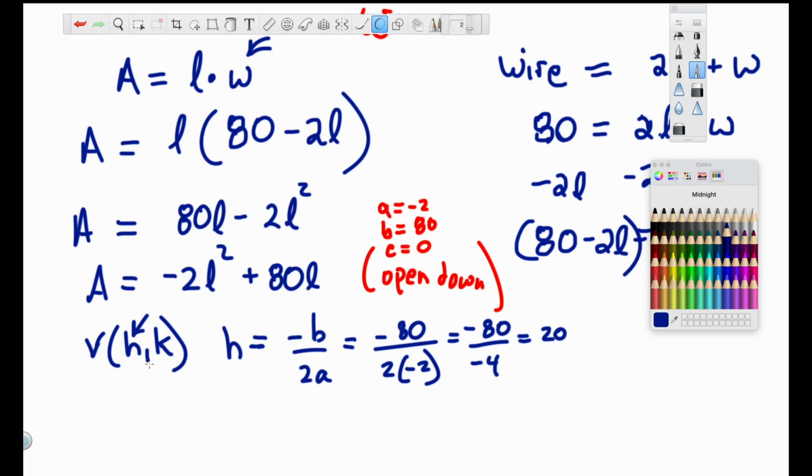So I know my x. How do I get my y? Well, k is going to be, this time we're going to put in our h value for L here. So it's going to be negative 2 times 20 squared plus 80 times 20.